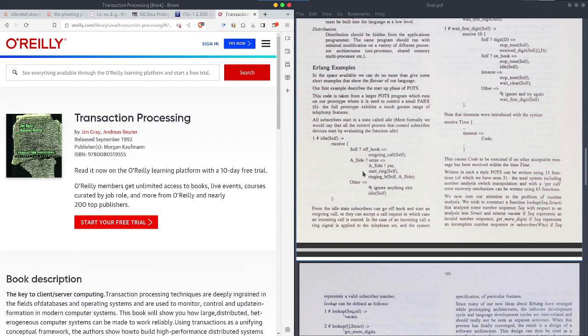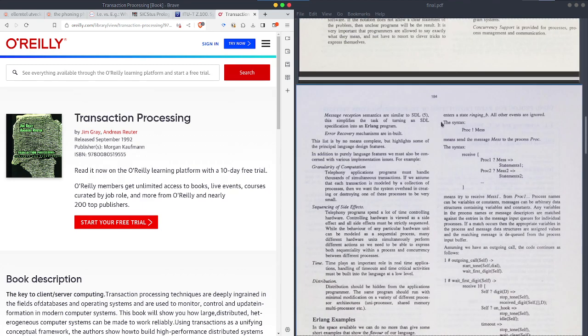Outgoing call, okay. From the idle state, subscribers can go off hook and start an outgoing call, or they can accept a call request, in which case an incoming call is started. In the case of an incoming call, a ring signal is applied to the telephone set, and the system enters a state ringing B. All other events are ignored.